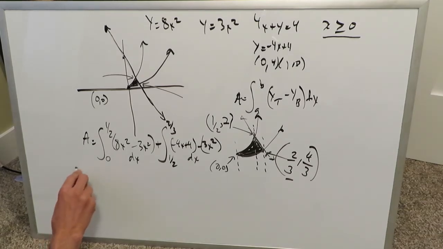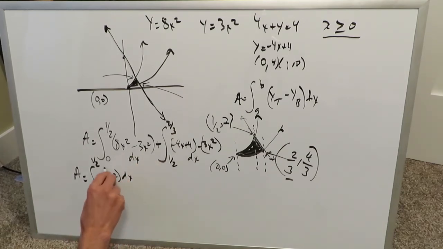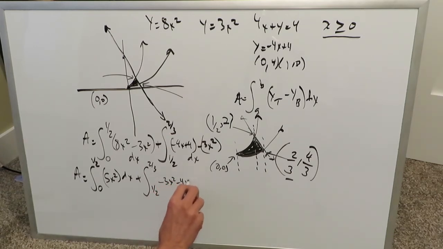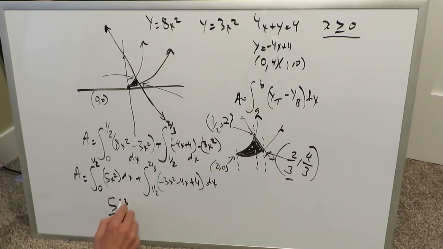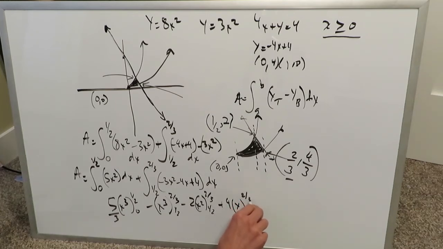So let's start simplifying this. You basically have from 0 to 1 over 2 a 5x squared dx. And then from 1 over 2 to 2 over 3, you have minus 3x squared minus 4x plus 4 dx. That's what we have. This will become 5x cubed over 3, from 0 to half. Minus 3x cubed over 3 will become a minus x cubed, over 1 over 2 to 2 over 3. We can separate these individually among their definite intervals. We'll have a minus 4x squared over 2, which is a minus 2x squared, over 1 over 2 to 2 over 3. We'll have a plus 4x over 1 over 2 to 2 over 3.